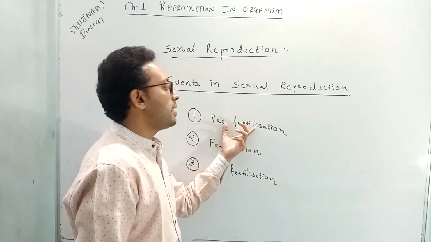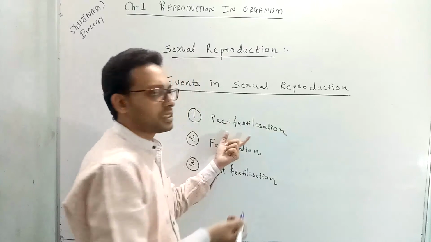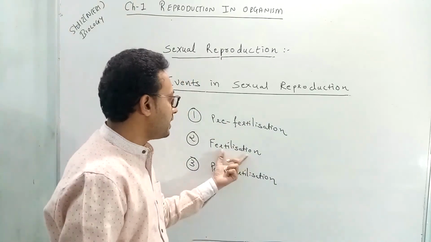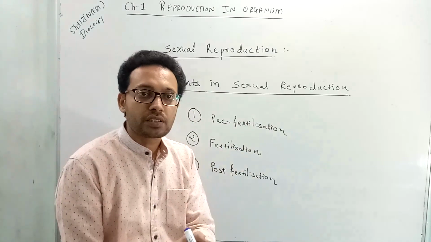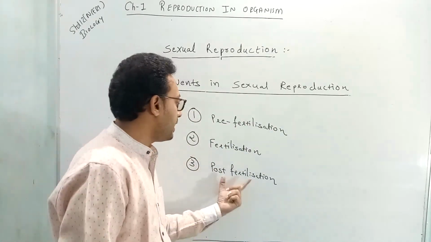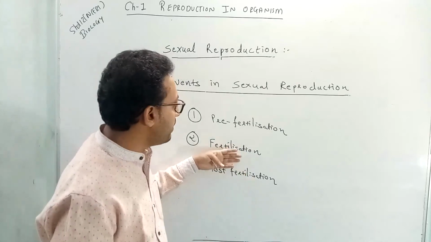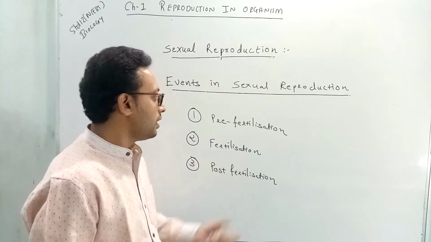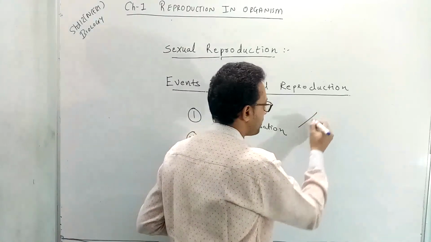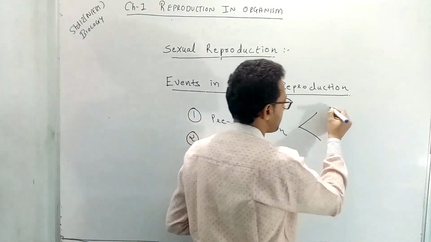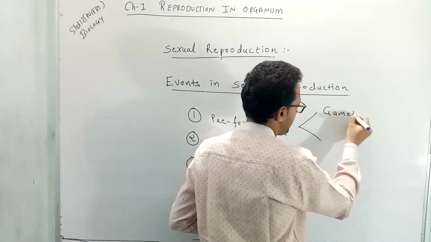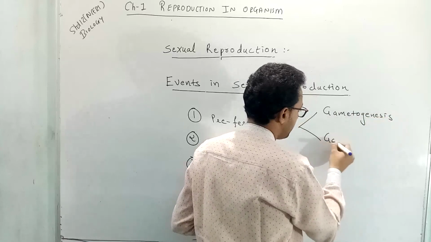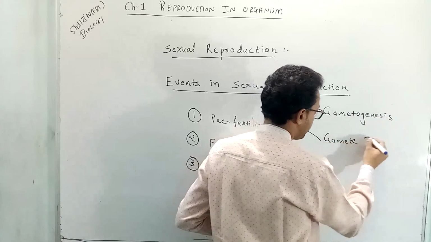So, what do you mean by pre-fertilization events? The name itself suggests pre-fertilization means the events which occur before fertilization. Fertilization means the fusion of gametes. And the last is post-fertilization, meaning the events which occur after fertilization. The pre-fertilization events can be further classified into 2 events. First is called gametogenesis, and the second one is gamete transfer.